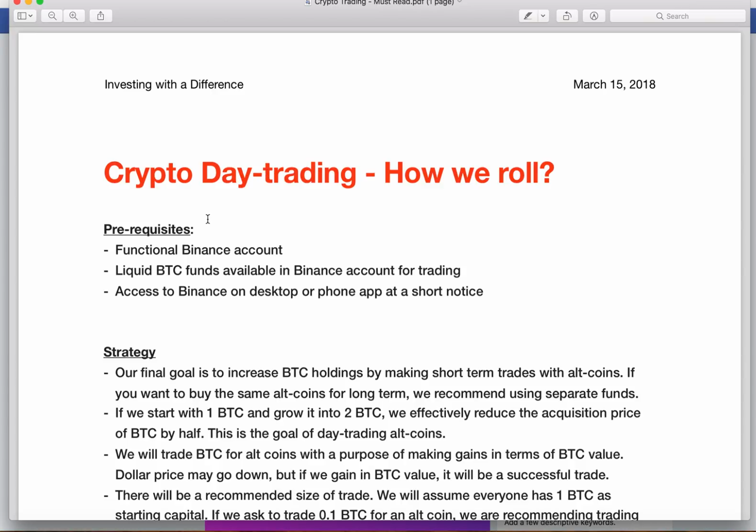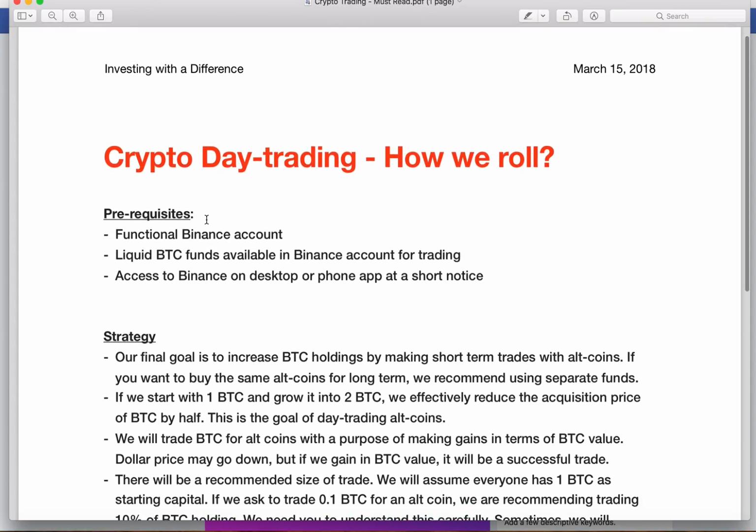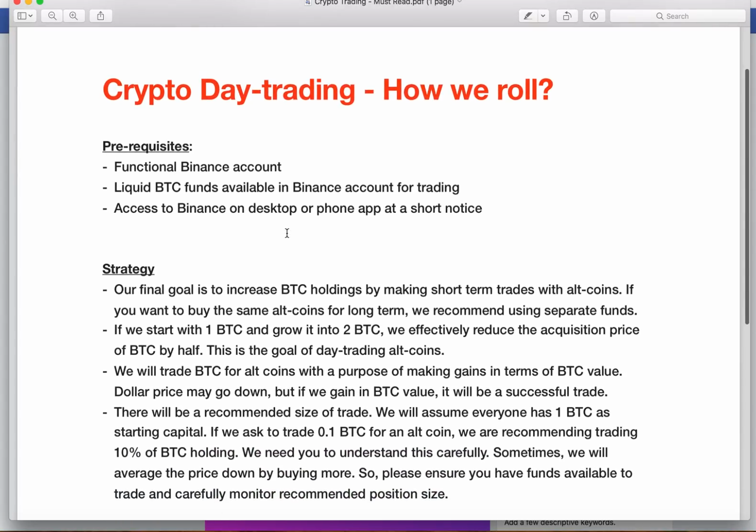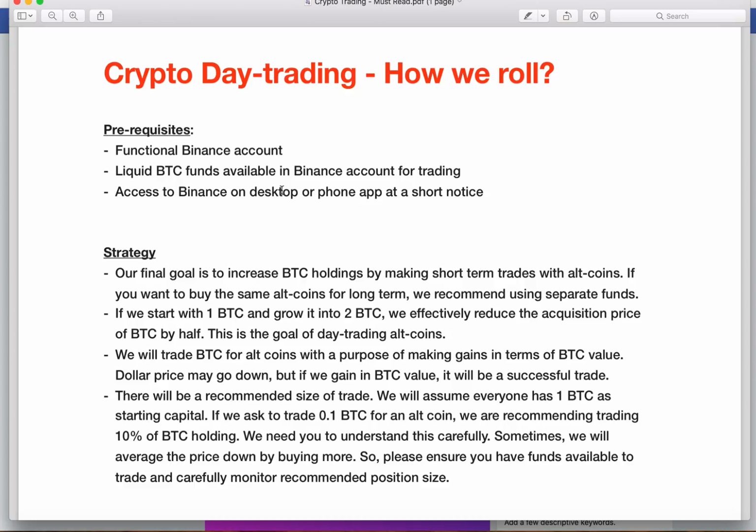Before we get into overall strategy, you need to understand to be able to do crypto trading, you need to have a Binance account, or you can use other accounts. I think Bittrex is another exchange, but I think Binance is something we will be using because they have a very good interface as well as a lot more coins than what other exchanges offer.